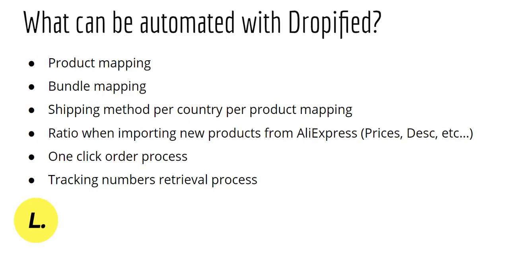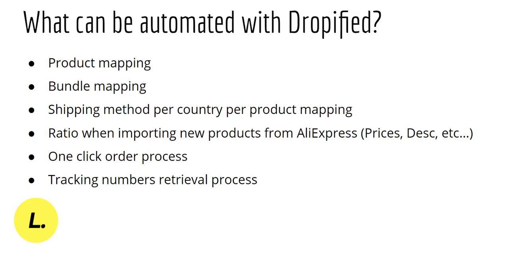Bundle management can be very tricky in Shopify, and if you don't have modules that can work together, that can quickly become a mess. Another one which is super interesting, especially if you don't focus on one country, for example if you do worldwide or only a packet of countries, is to define a shipping method per country, per product.